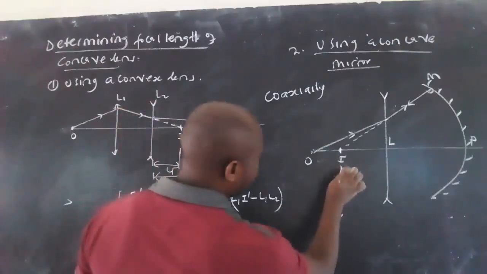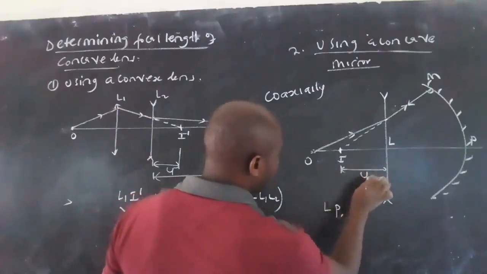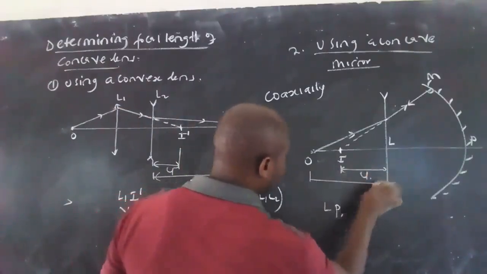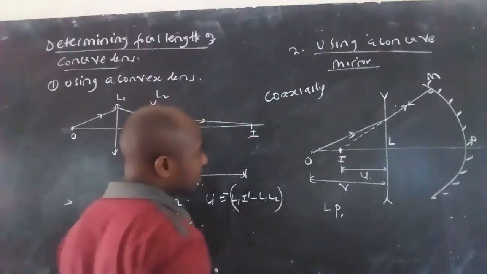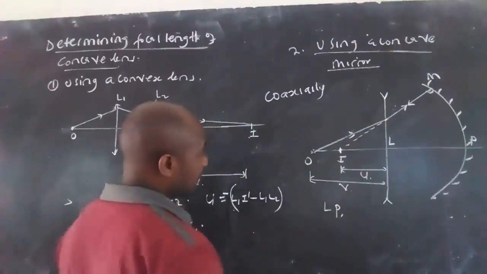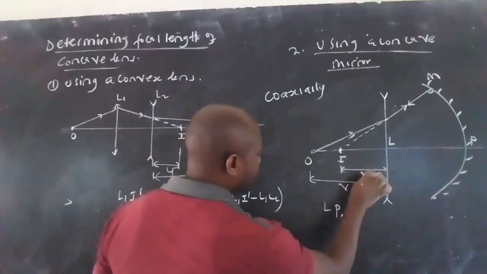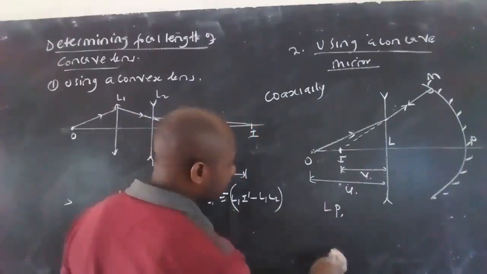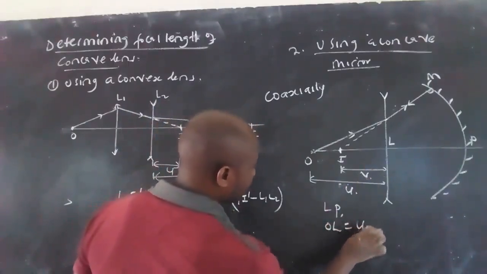Remember, this one is our U. Then this is our V. The distance of separation is measured and recorded. So this is V, this is U. The distance OL, which is the same as U, is measured and recorded.